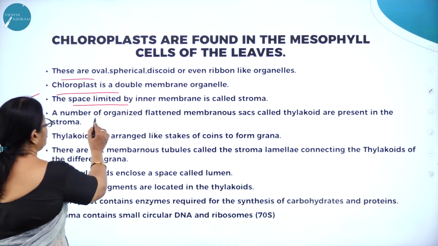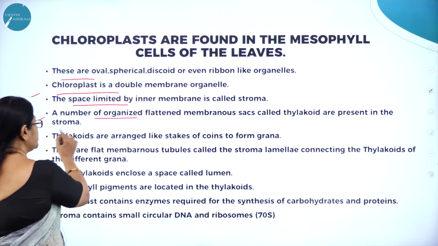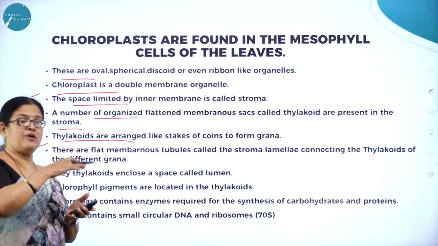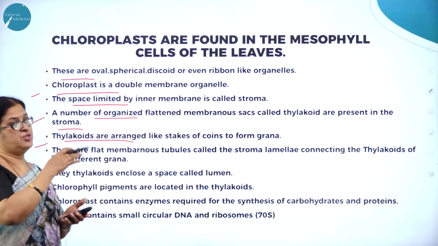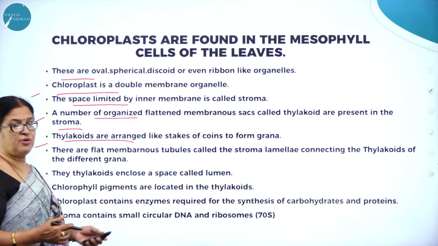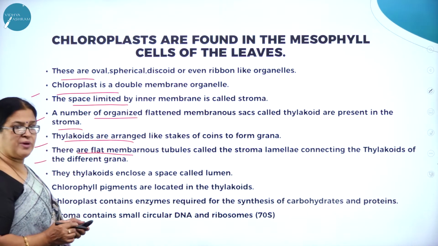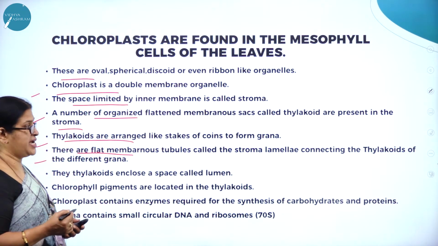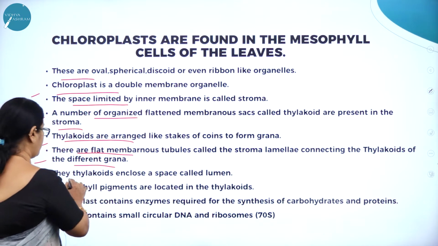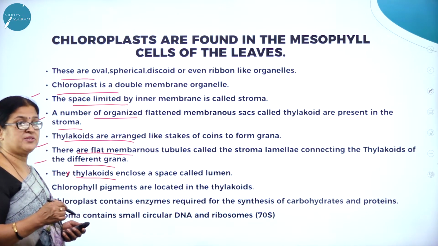A number of organized flattened membranous sacs called thylakoids are present in the stroma. Thylakoids are arranged like stacks of coins, like how we pile up one coin above the other. So the thylakoids piled up one above the other form grana. There are flat membranous tubules called stroma lamellae, or fret channels, connecting the thylakoids of the different grana. The thylakoids enclose a space called lumen. The empty space is called lumen.